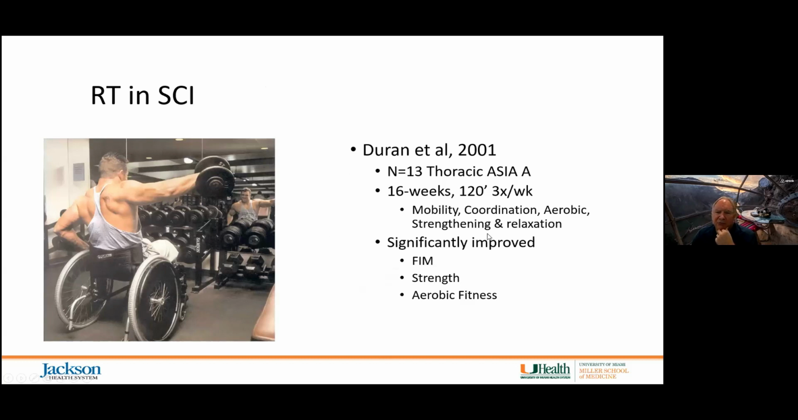interventions. Duran reported out in 2001, he had 13 folks with thoracic spinal cord injury, Asia Impairment Scale A, over 4 months with 120 minutes of exercise 3 times a week. Those exercises included, quote, mobility, coordination, aerobic strengthening, and relaxation exercises, but they didn't really quantify the interventions much beyond that. Nonetheless, folks reported improved functional independence metrics, improved strength, and aerobic fitness.